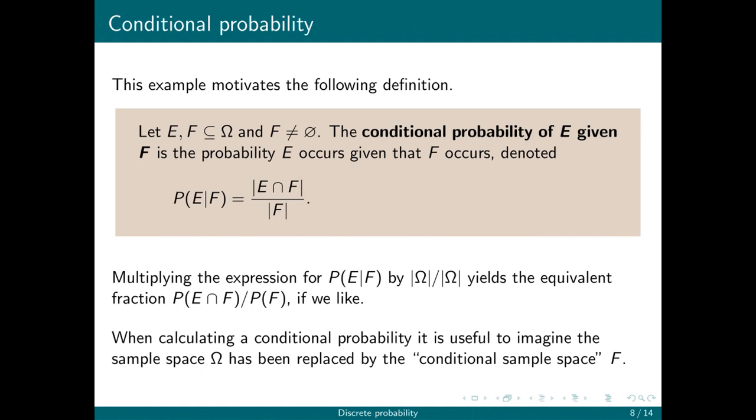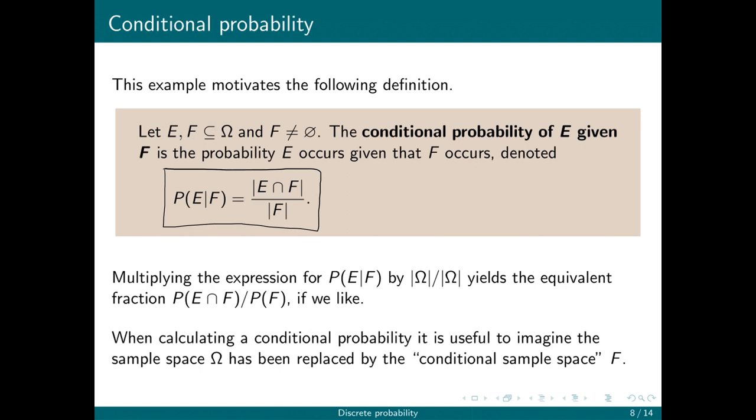That example motivates this definition. Let E and F both be subsets of omega, and let F be non-empty, so F has to have something in it. The conditional probability of E given F, in other words, the probability that E occurs given that we know F occurs, is denoted by P of E given F equals the cardinality of E and F divided by the cardinality of F.